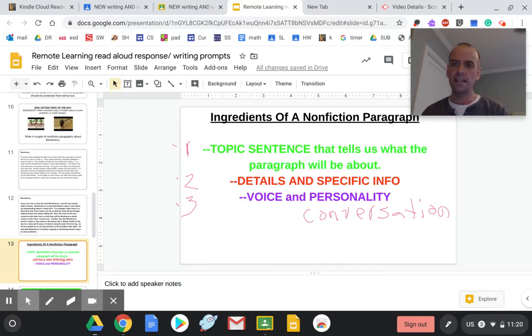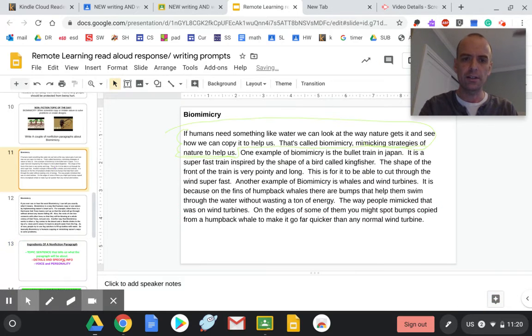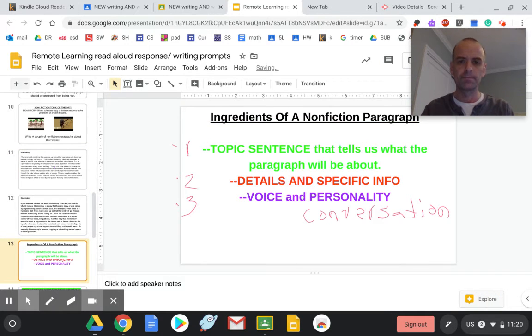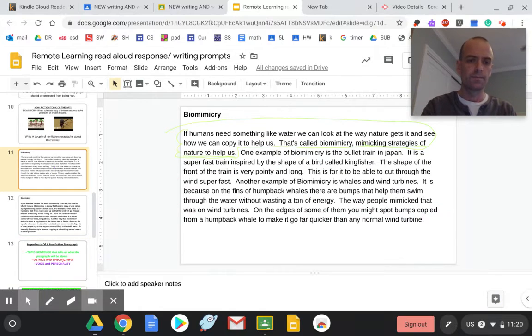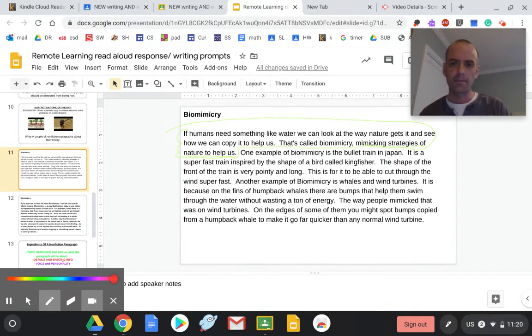Now, details and specific info. So let's read the whole thing and find where they give us specific information and details. Okay, one example of biomimicry is the bullet train in Japan. It's a super fast train inspired by the shape of a bird called kingfisher. The shape of the front of the train is very pointy and long. This is for it to be able to cut through the wind super fast.